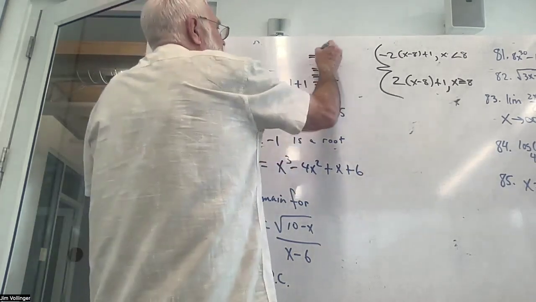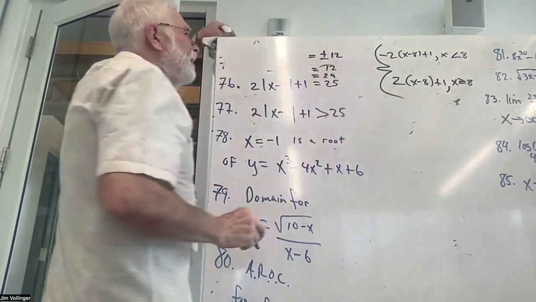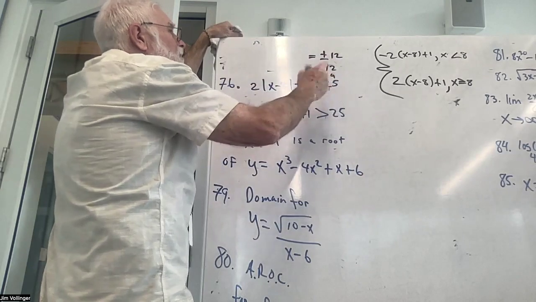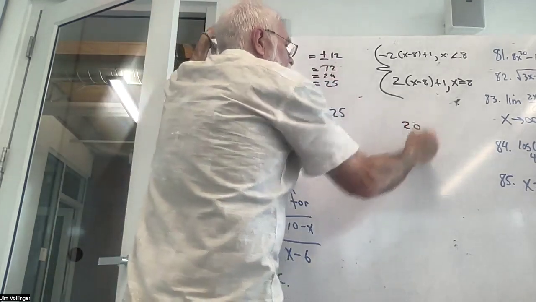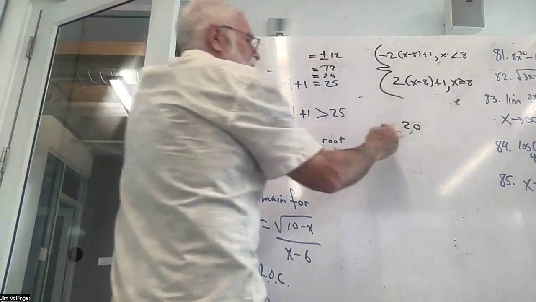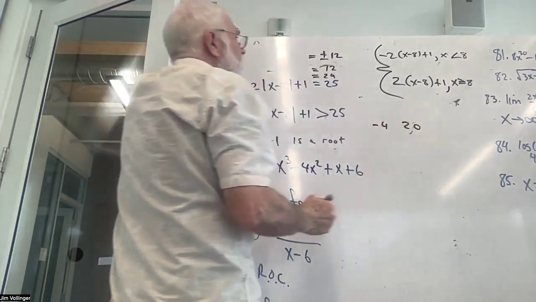So I got a plus minus 12. That means I'm moving 12 units from 8 to the right, which is one of my answers is going to be 20. And the other is 12 units to the left of 8, which is -4. So those should be my answers, right?